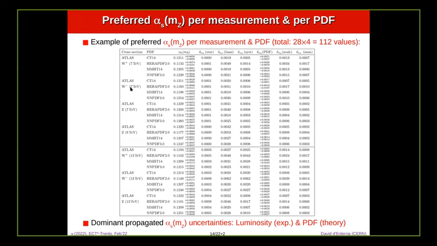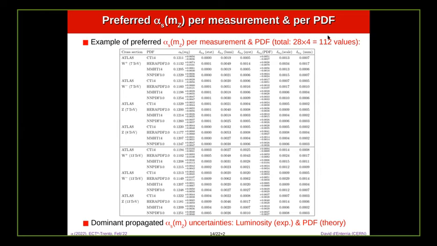This is a subset of all the alpha S extractions per measurement, and per PDF we have 112 values like this, where we have a given measurement with a given preferred alpha S with a breakdown of statistical, luminosity, systematic, PDF, scale, and numerical theory uncertainties. You have them here, for all the 4 PDFs and so on. Of course, the dominant propagated alpha S uncertainties are luminosity for the experimental part and PDF for the theory. But you have here all the values that the theory prefers to reproduce a given experimental result.